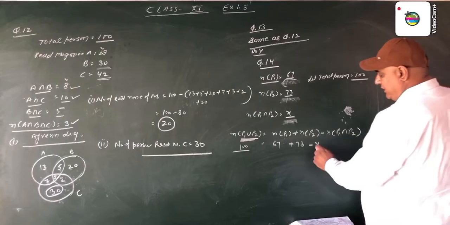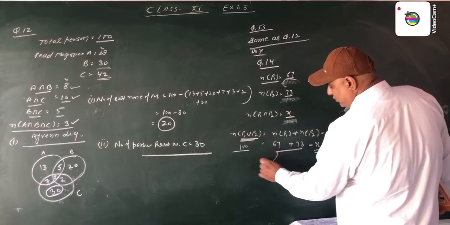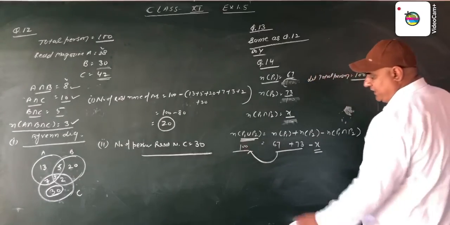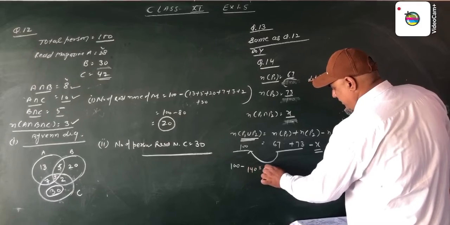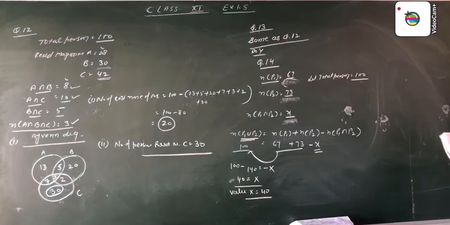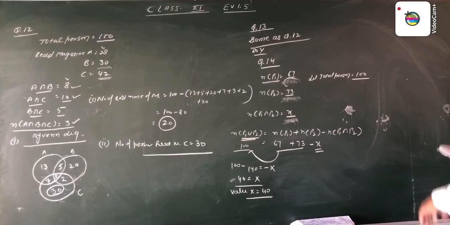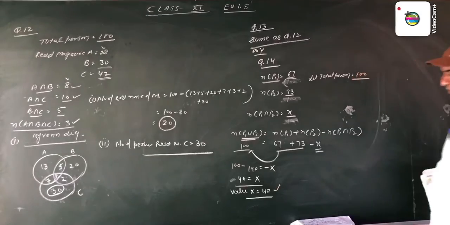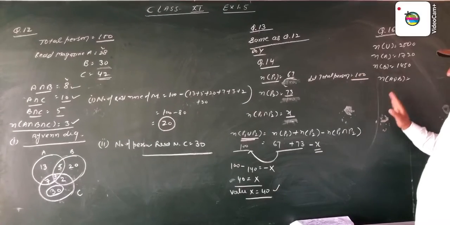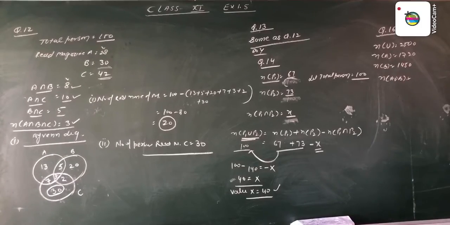Now we find the value of X. Here the value of X is, we add this term and subtract this side: 100 minus 140 is equal to minus X. The persons who like products P1 and P2 is 40. If we write this value, X equals 40. That is question number 14. First, we solve question number 16.